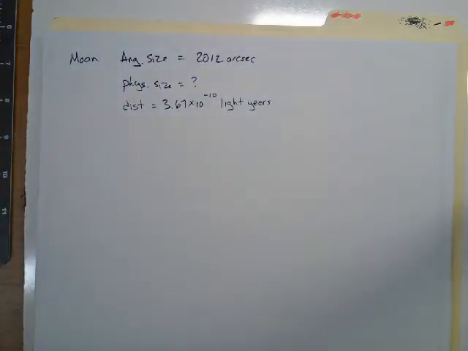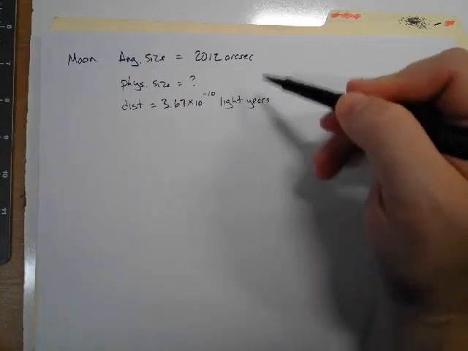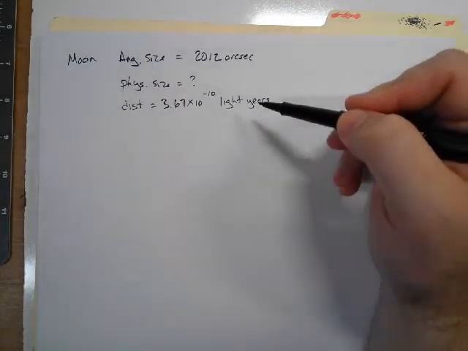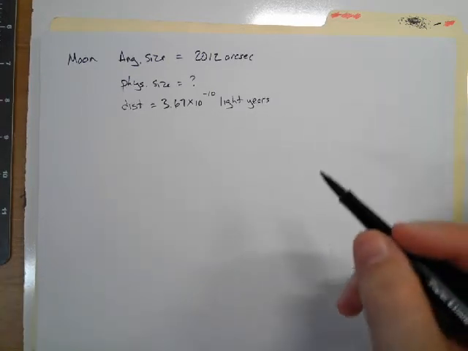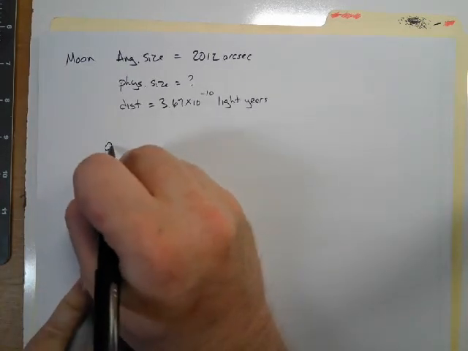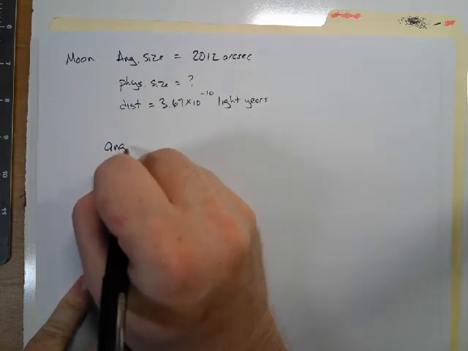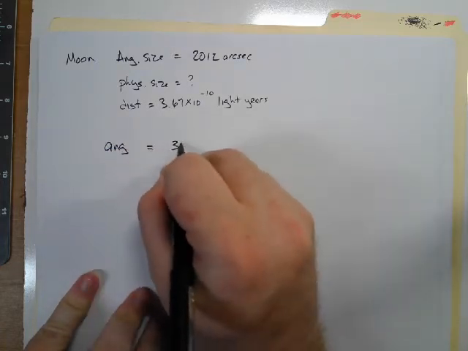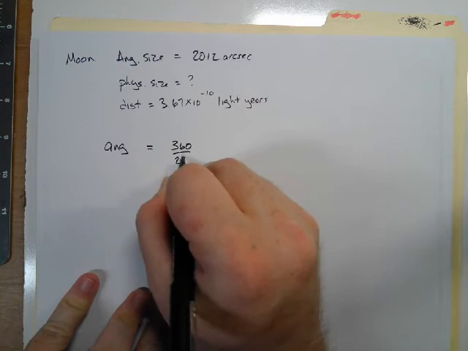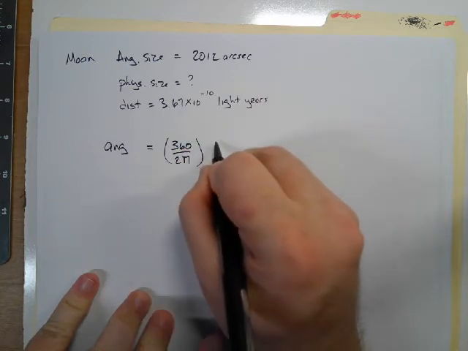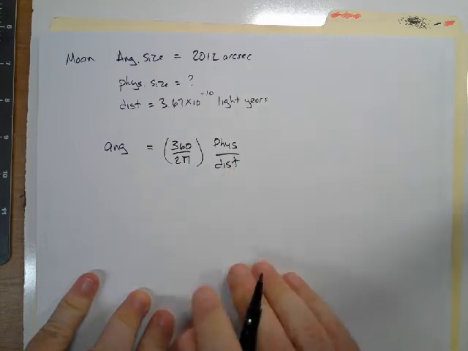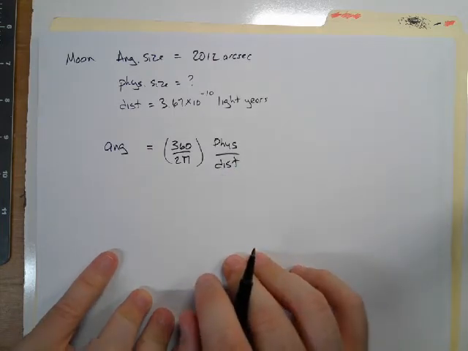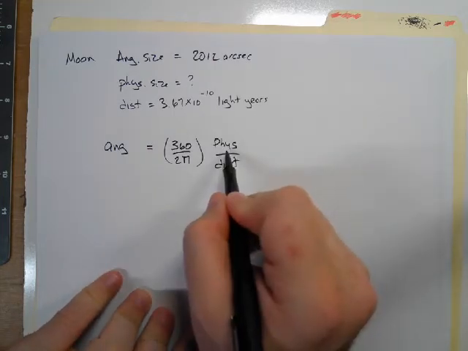I'm doing this in analogy to the problem you actually have. You have the same types of units here, and so we're going to use the same formula. We have angular size is 360 over 2 pi times physical size over distance. And so now we're going to rearrange to solve for the physical size.